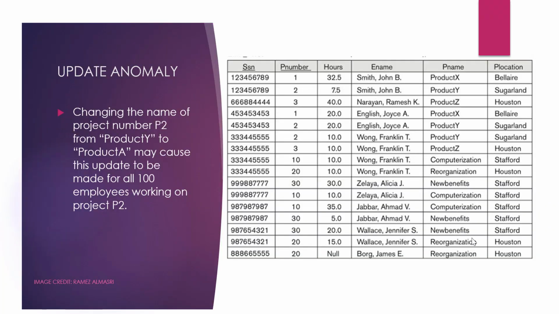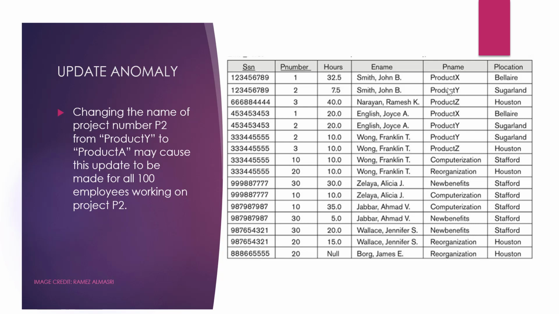Let's look at another example where we have a problem with the update anomaly. So let's say we have this table. This is the only table we have. We have an employee social security number, the employee name, the project number, project name, and the project location, and how many hours the employee is going to spend on that project. Now, in this case, if we needed to change the name of project number 2, instead of naming it product Y, we want to name it product A.